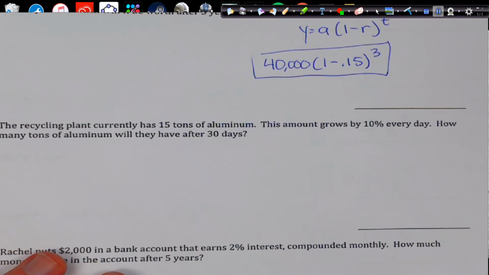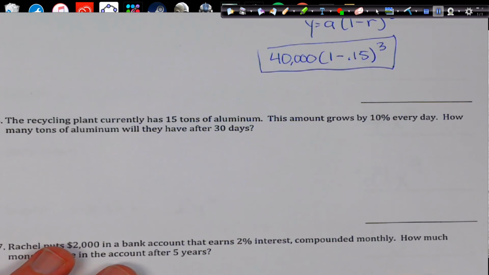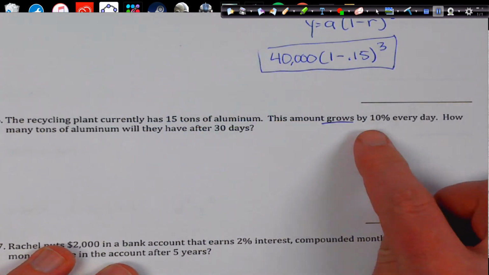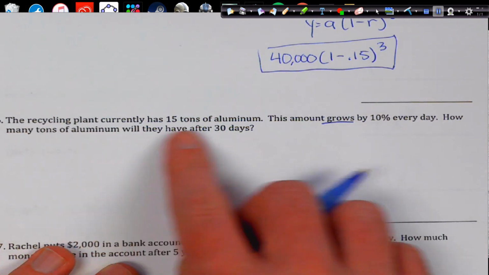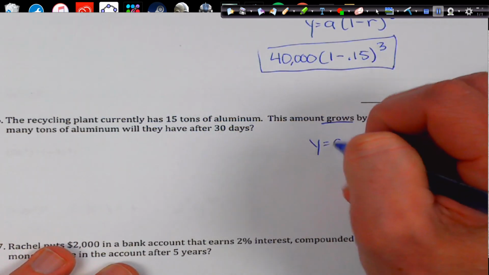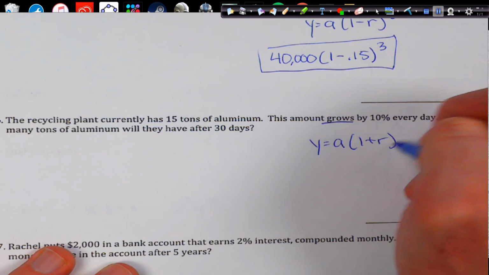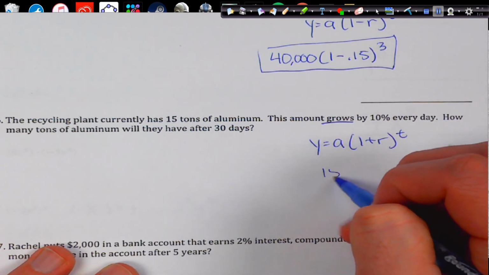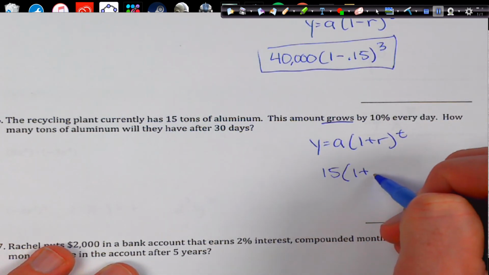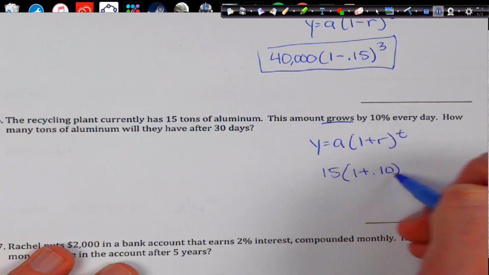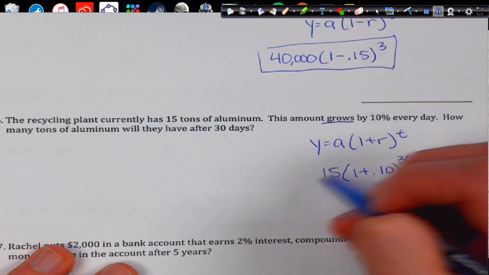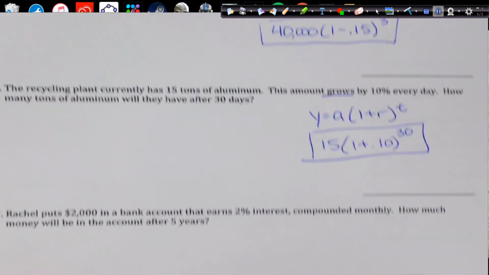The recycling plant currently has 15 tons of aluminum. This grows, so we're looking at growth, 10% every day. How many will they have after 30 days? So again, we're just going to use a 1 plus r to the t. We start with 15 tons. We add 1.10, that's 10%, raised to 30 days. See if you can get that in your calculator.